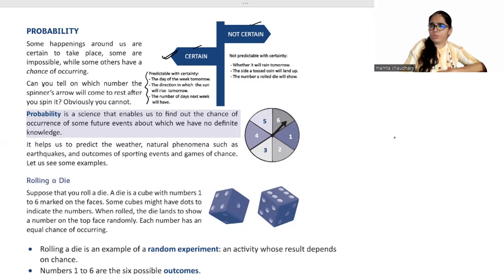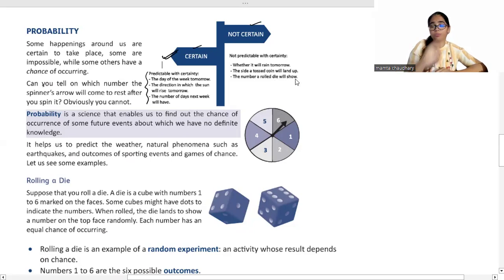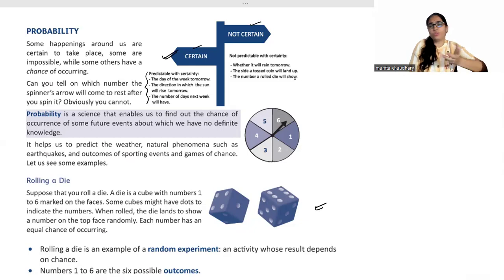Now, not certain. Whether it will rain tomorrow, I don't know. The side a tossed coin will land up. If I toss a coin, will I get head or tail? Not sure. The number a rolled die will show. If I'm rolling a dice, what number this dice will show, I don't know. So that is not certain.